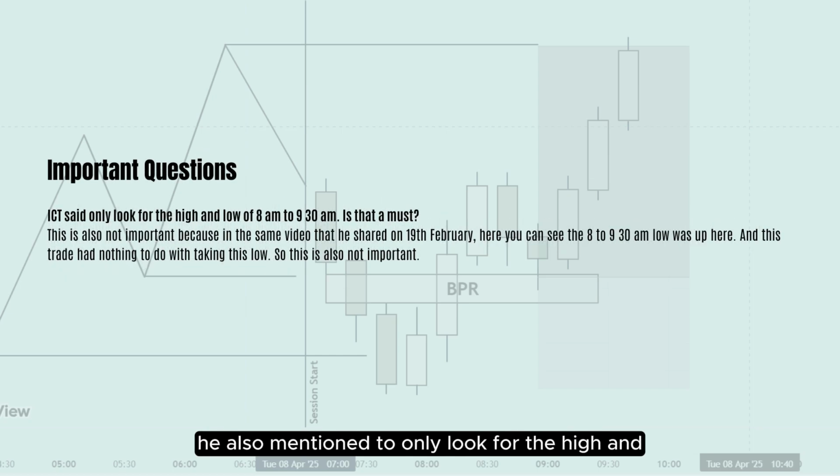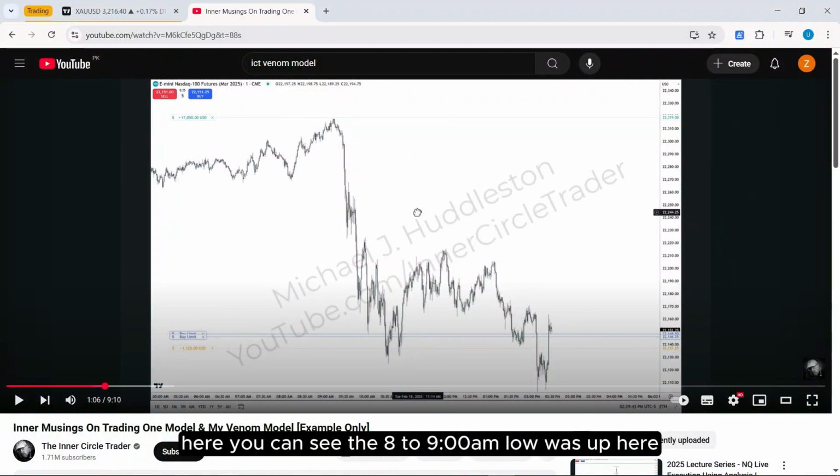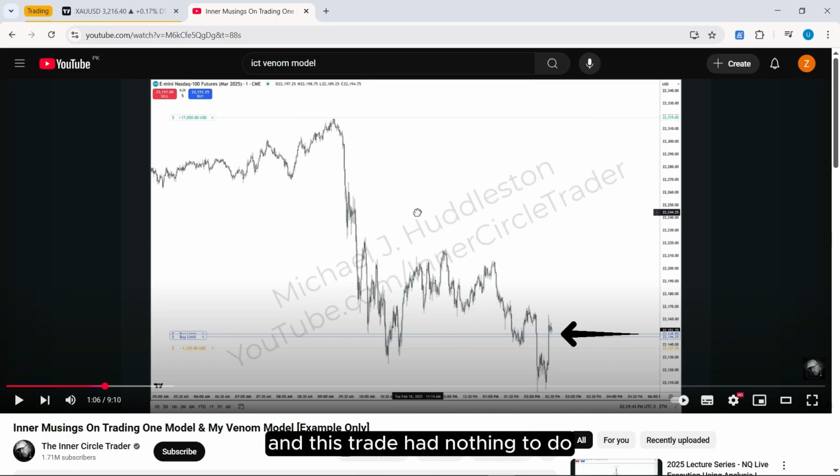He also mentioned to only look for the high and low of 8 a.m. to 9:30 a.m. This is also not important because in the same video that he shared on the 19th of February, here you can see the 8 to 9:30 a.m. low was up here. And this trade had nothing to do with taking this low. So this is also not important.